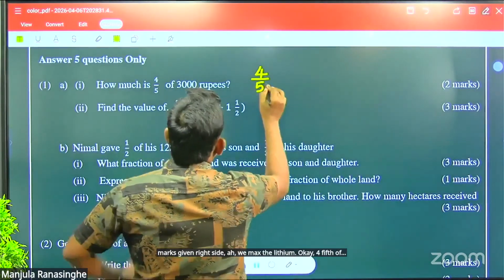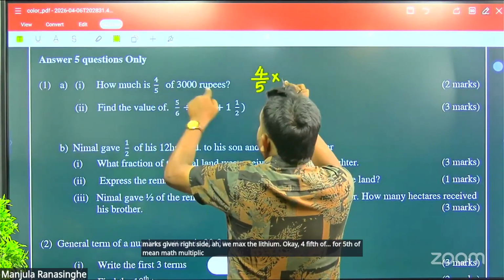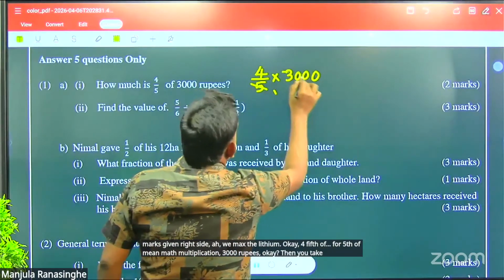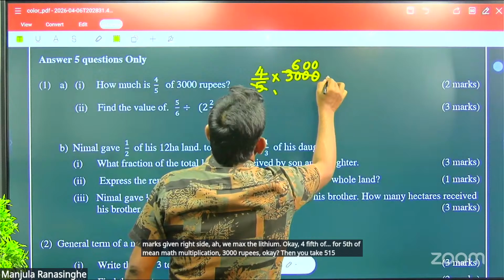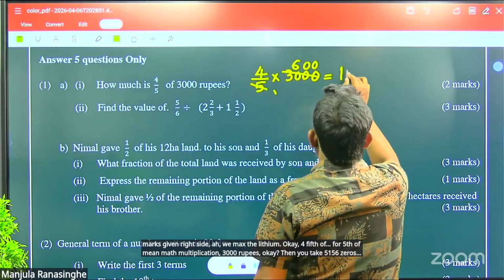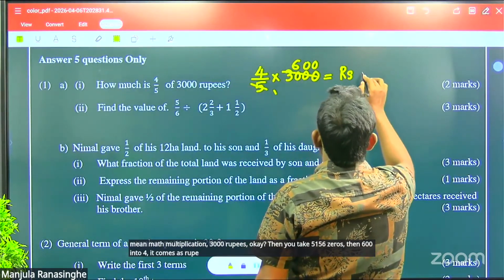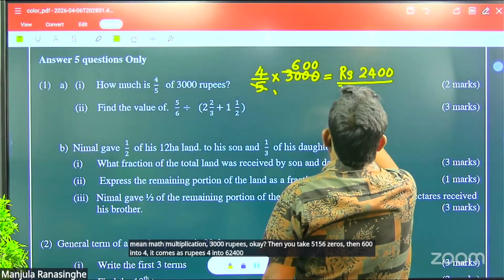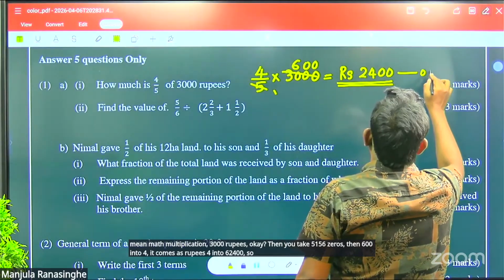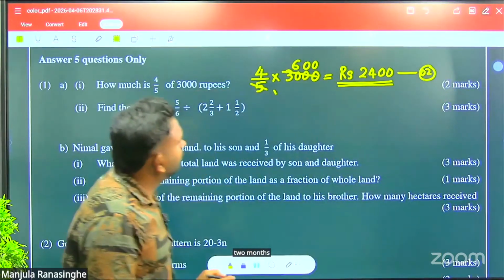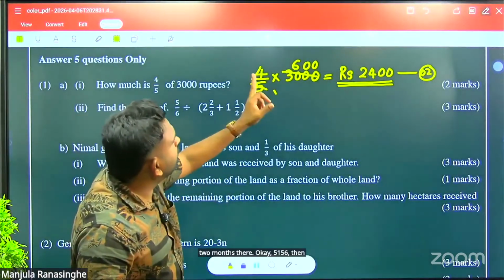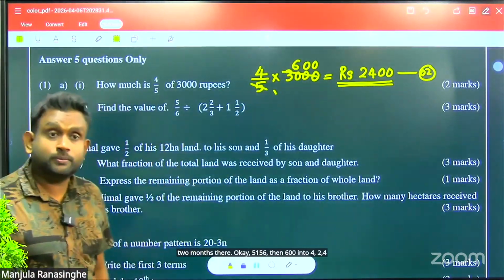4/5 of means maths multiplication, 3,000 rupees. Then you take 6 zeros, then 600 into 4, it comes as rupees. 4 into 6, 2,400. So you have 2 marks there. 600 into 4, 2,400, 2 marks allocated.